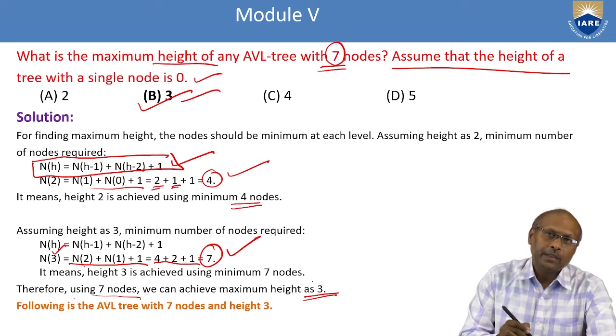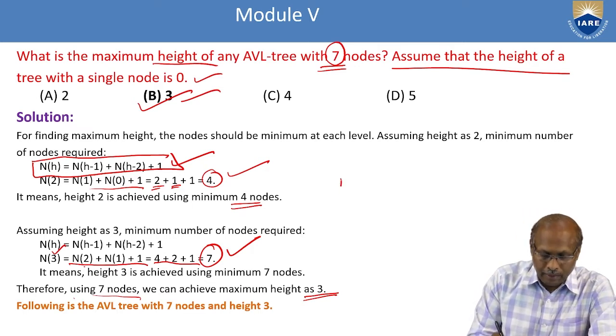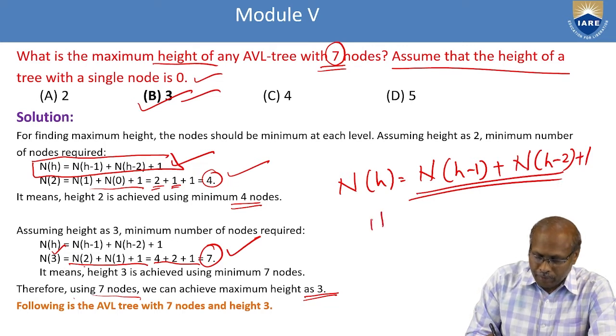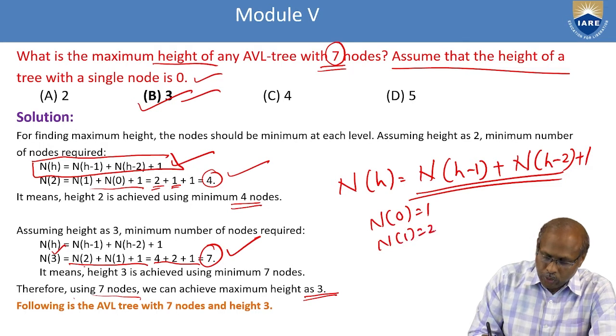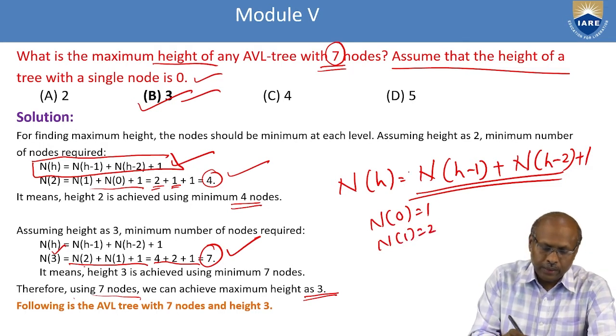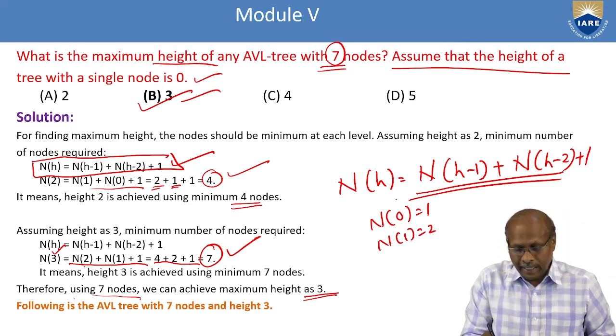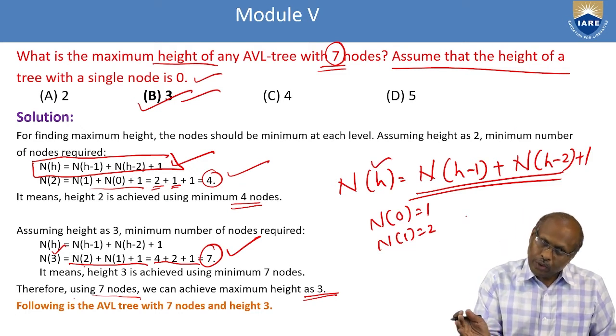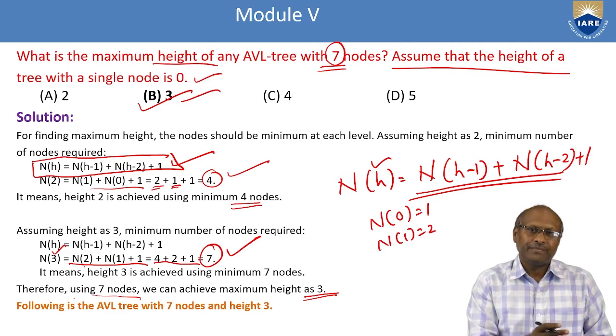So this is the formula. You can apply this. So remember the formula: N of h equal to N of h minus 1 plus N of h minus 2 plus 1. This formula you should remember. And remember, N of 0 is always 1 and N of 1 is always 2. Apply it in a recursive way so that we will get the answer. So here height is given and you will find the number of nodes. Here you have to go in a reverse track so that we will get the answer.